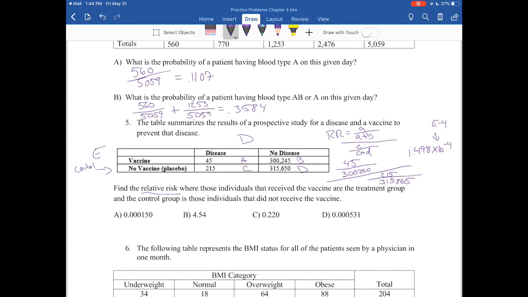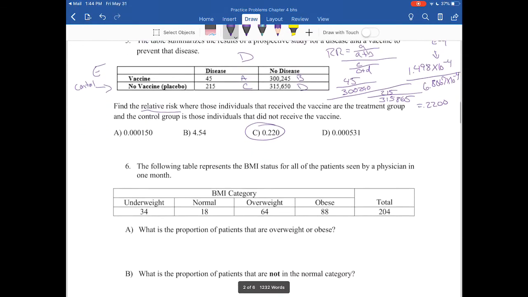On the very bottom, you're going to get 6.8067 times 10 to the negative fourth. When you divide these out, you'll get 0.2200, which is our relative risk, which is letter C. Make sure you know how to put in E to the negative fourth or times 10 to the negative fourth as scientific notation. If you have any questions, always come visit me and refresh it.